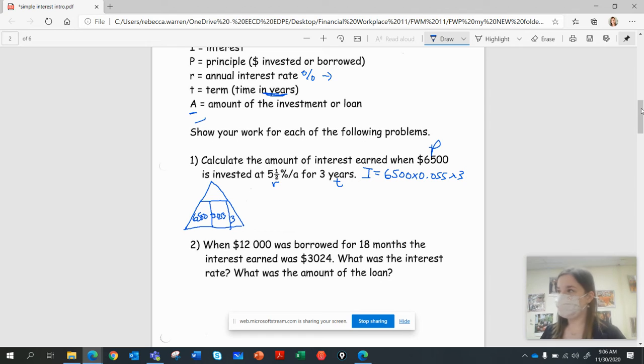In math, whenever a bunch of numbers are attached together, it means multiply. Having those 3 numbers attached together at the bottom, which I know are probably a little hard to read, I should have done the triangle a little bigger, just means that you're going to multiply them together. So you'll do 6,500 times 0.055 times 3. And again, I'm going to need someone to do that for me because for whatever reason, I don't have my page in front of me.